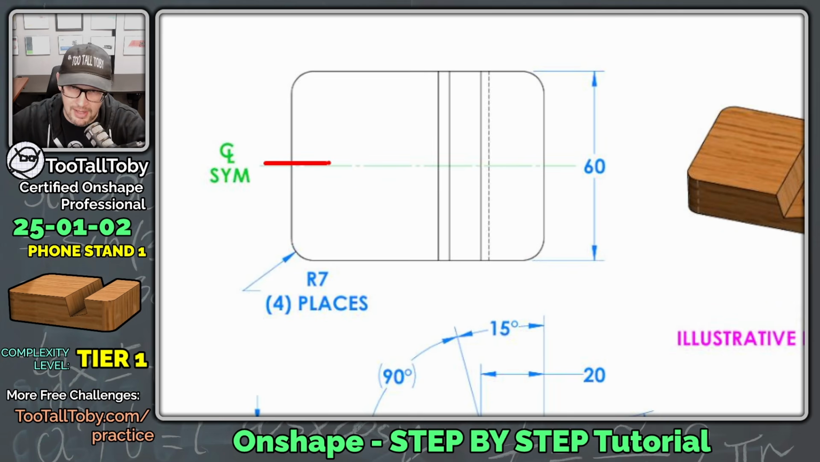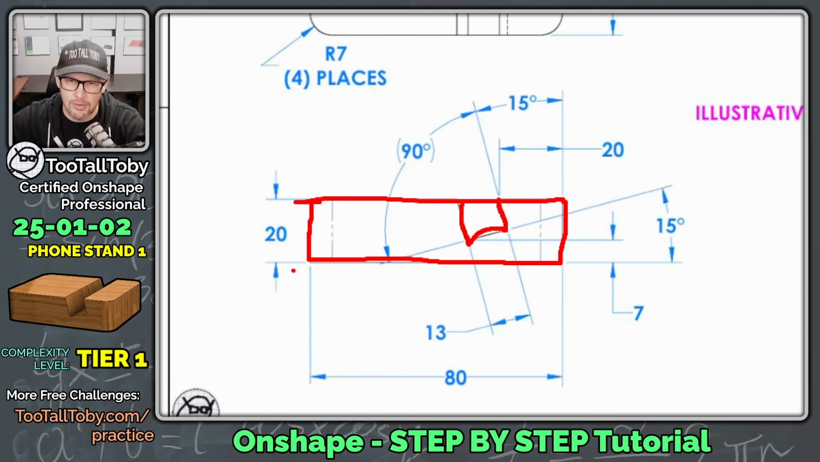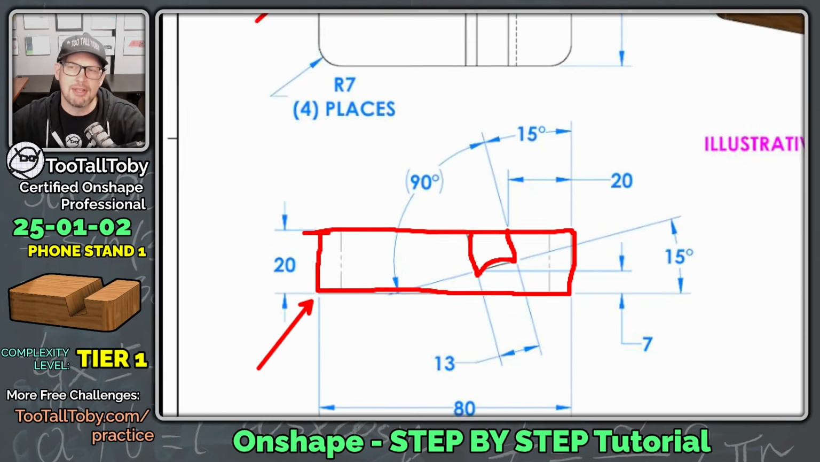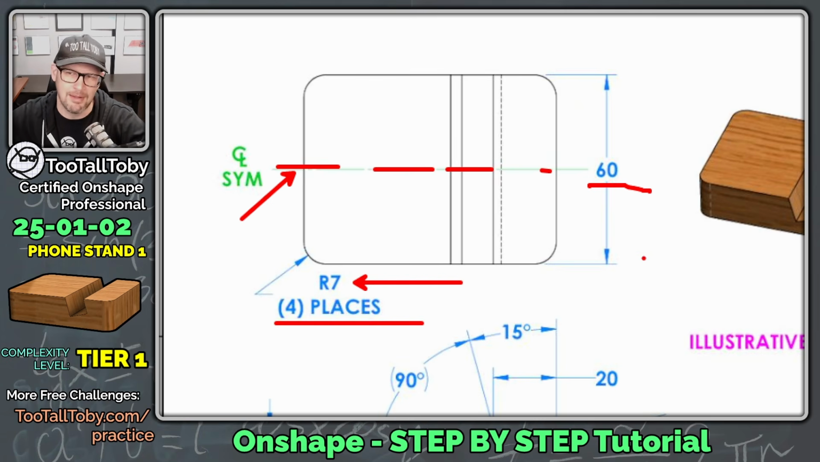So this model here has a line of symmetry running right through here. I think it makes sense for the origin to maybe be back here along this edge, along that line of symmetry, and also for the origin to be down here in the corner when we make our first sketch. Then we can take that sketch, we can extrude it out to a depth of 60 millimeters, symmetric, and then we'll add our fillet feature with a radius of 7 millimeters.